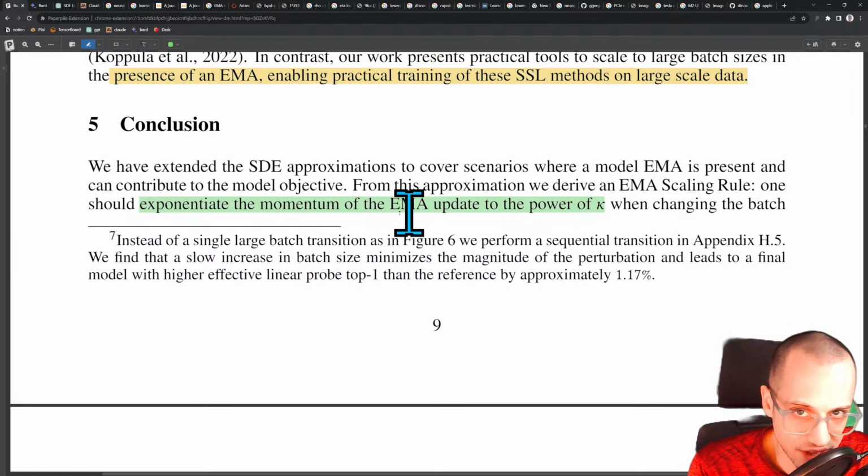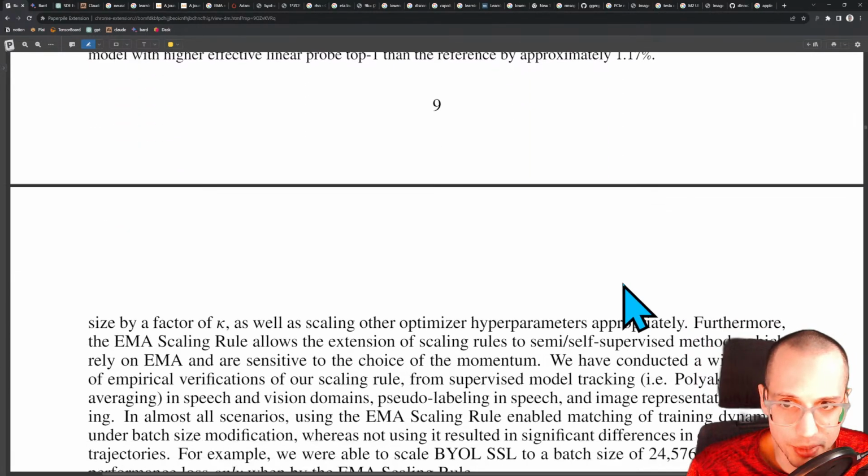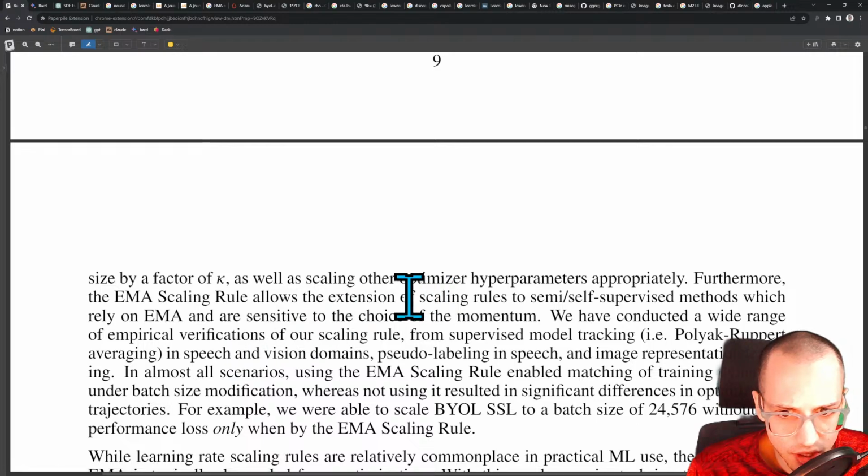So the exponential moving average requires this momentum term, and they came up with this EMA scaling rule, which tells you how to pick the right momentum if you know what k is, and k is going to come based on the batch size. As well as scaling other optimizer hyperparameters appropriately. Furthermore, the EMA scaling rule allows the extension of scaling rules to semi and self-supervised methods.